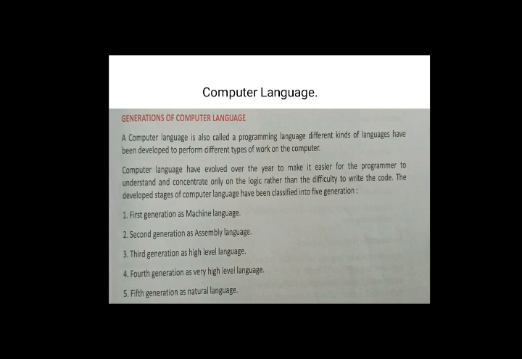Computer languages have evolved over the years to make it easier for the programmer to understand and concentrate only on the logic rather than the difficulty of writing the code. The developed stages of a computer language have been classified into five generations. So there are different generations of computer languages.